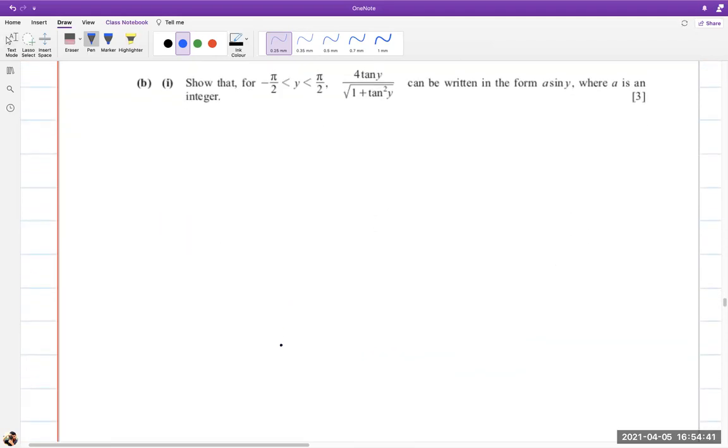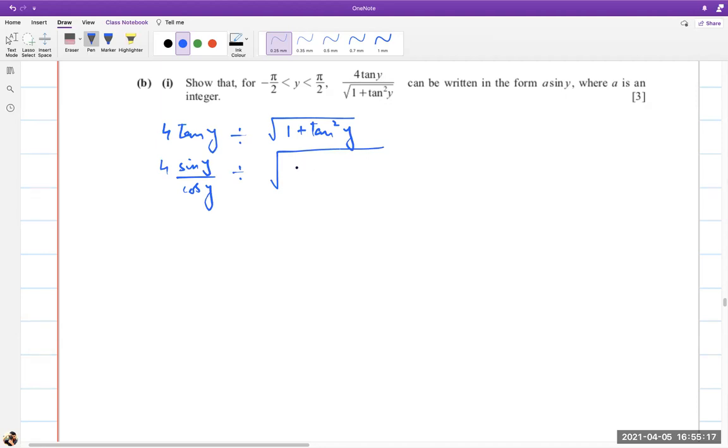All right. Show that for this, whatever can be written in the form. Okay, let's see. I'm going to write it like this: 4 tan y divided by square root of 1 plus tan squared y, which is 4 sin y over cos y divided by square root of 1 plus tan squared y. Do we have any secant squared y?